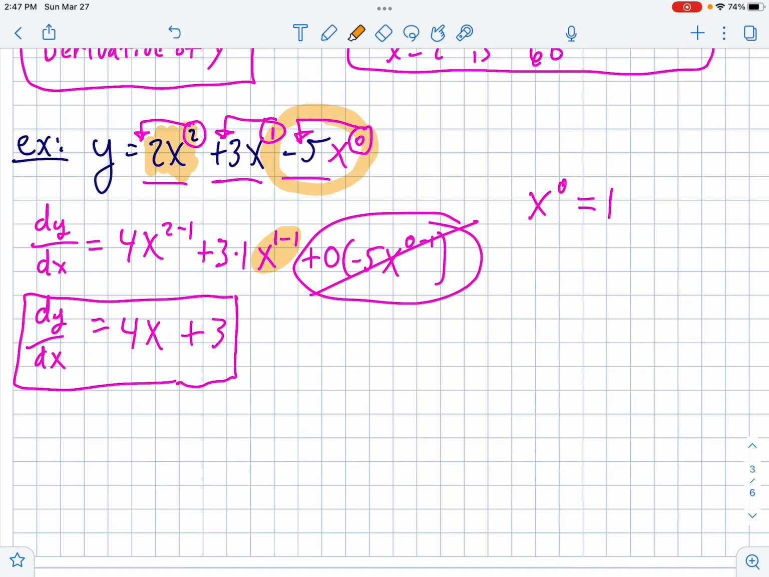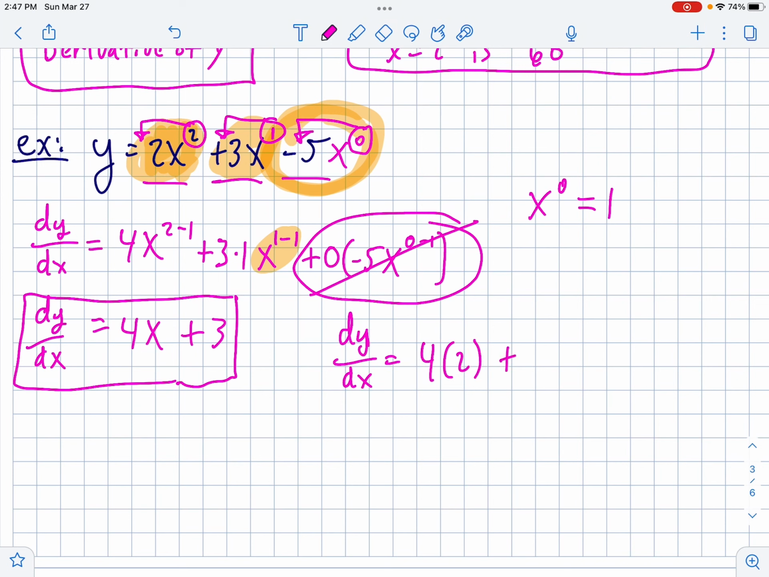The sort of shortcut with that is that anytime there's just a number on the end without an x, the derivative of that number is 0. So it really just goes away. You don't even have to worry about it. So it's really just doing the pop and drop with the first chunk and the second chunk, because this chunk goes away.